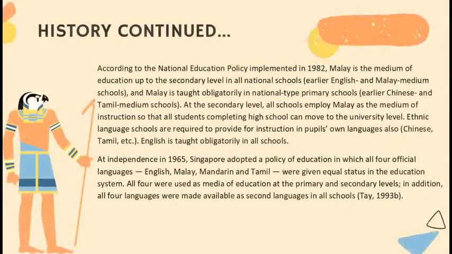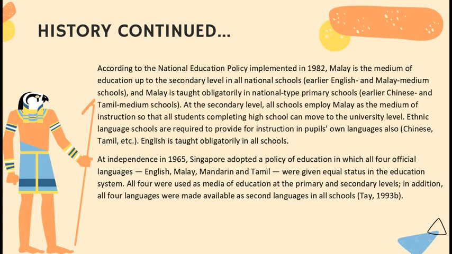After independence, Malay or Bahasa Malaysia emerged as the national language of the new nation. And so, according to the National Education Policy implemented in 1982, Malay is taught obligatorily in national-type primary schools. At the secondary level, all schools employ Malay as the medium of instruction so that all students completing high school can move to the university level. Ethnic language schools are required to provide for instruction in pupils' own languages also, consisting of Chinese, Tamil, and many more. English is taught obligatorily in all schools.